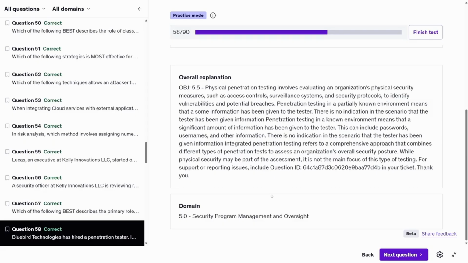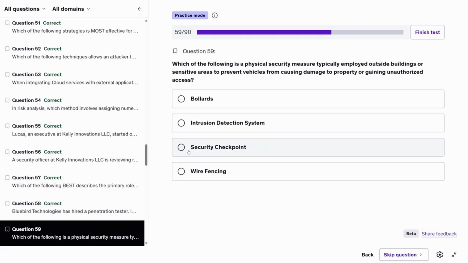Penetration testing in a known environment means that a significant amount of information has been given to the tester. This can include passwords, usernames, and other information. There is no indication in this scenario that the tester has been given information. Integrated penetration testing refers to a comprehensive approach that combines different types of penetration tests to assess an organization's overall security posture. While physical security may be a part of the assessment, it is not the main focus of this type of testing. Which of the following security measures is typically employed outside buildings or sensitive areas to prevent vehicles from causing damage to property or gaining unauthorized access?